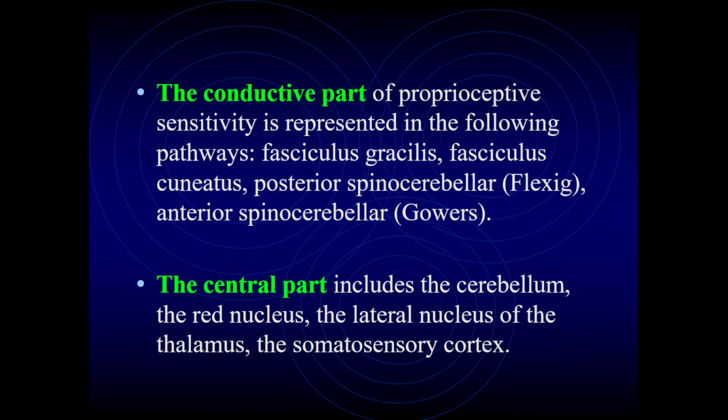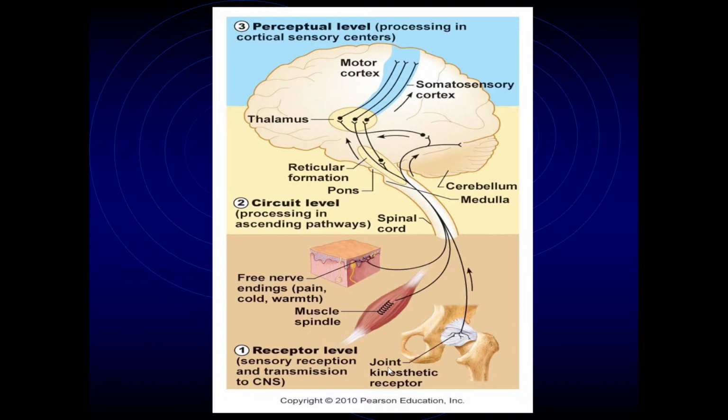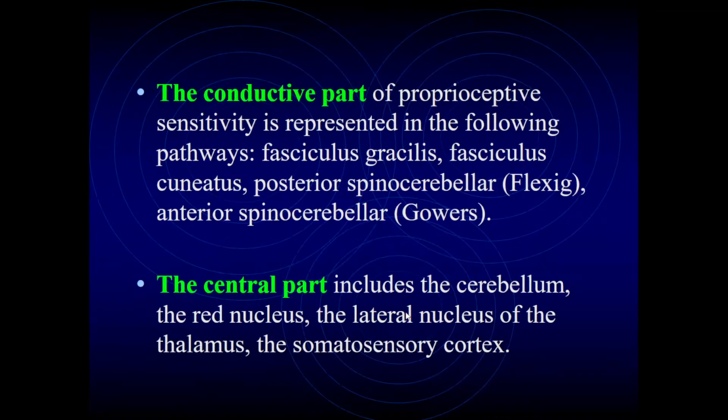fasciculus gracilis, fasciculus cuneatus, posterior spinocerebellar or Flechsig's, and anterior spinocerebellar or Gowers'. Look here. Pathways from muscle spindles and joint receptors. Impulses are sent along the pathways to the brain. And the central part includes the cerebellum, the red nucleus, the lateral nucleus of the thalamus, and the somatosensory cortex.